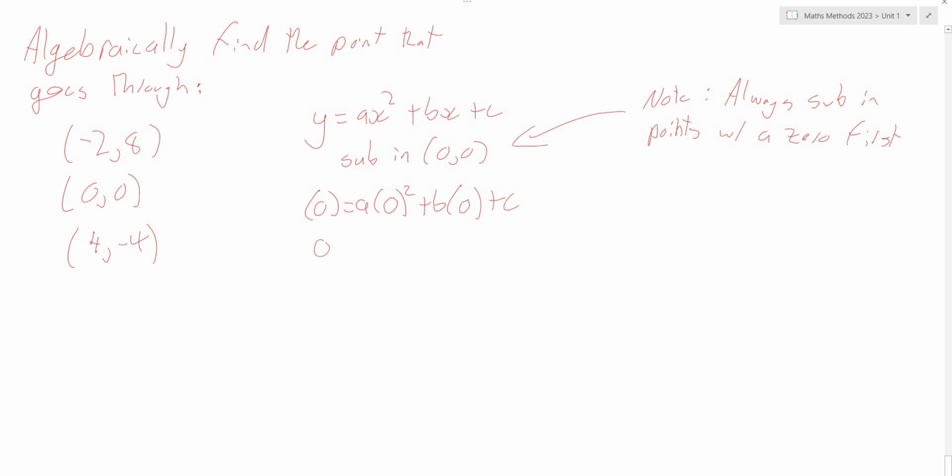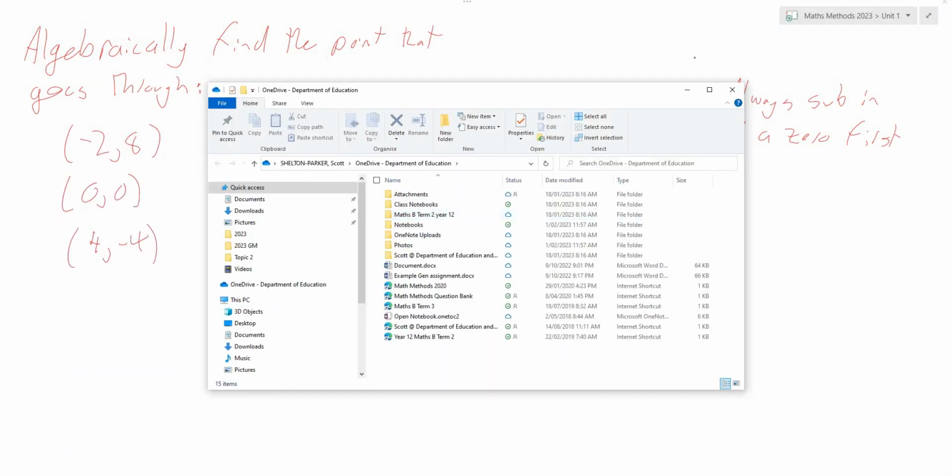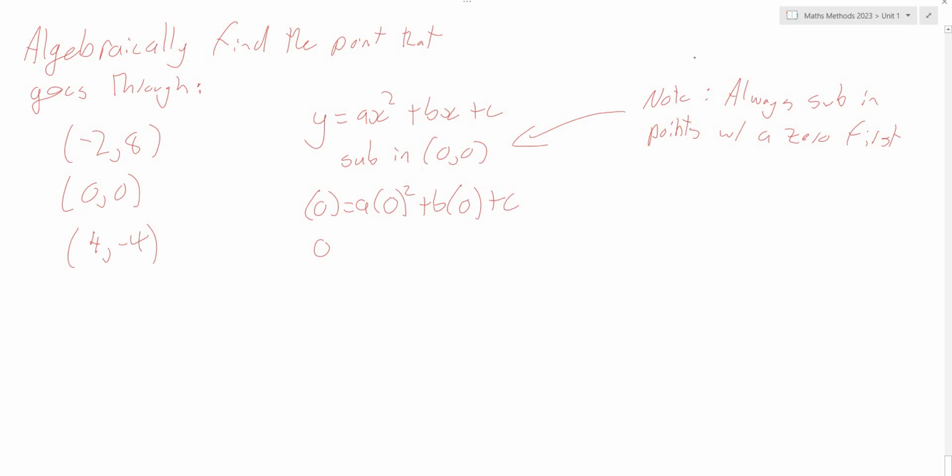So on the left-hand side, we have 0. A times 0 squared is 0. And then b times 0 is also 0, and then c. So I know that c equals 0. So therefore my rule is y equals ax squared plus bx plus 0. That's my rule. How many unknowns are left? 2. Luckily, we have 2 other points to sub in to help us solve.